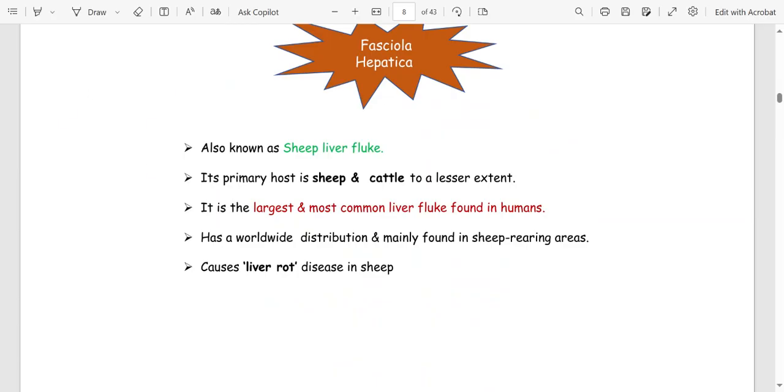Fasciola hepatica is also known as the sheep liver fluke, and its primary host is sheep, and cattle to a lesser extent, but mostly sheep. It is the largest and most common liver fluke found in humans. It causes liver rot. This is basically a disease in sheep, because the disease caused by Fasciola is known as fasciolosis. In sheep, that's called liver rot.